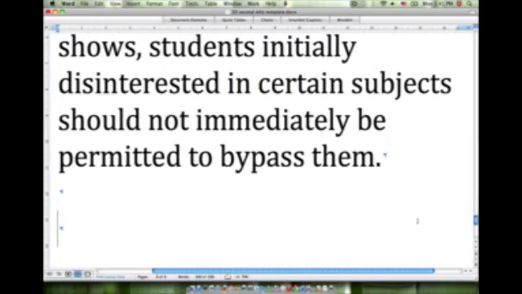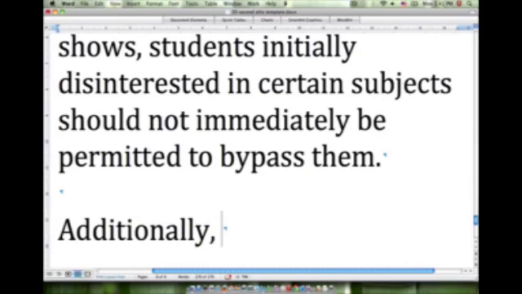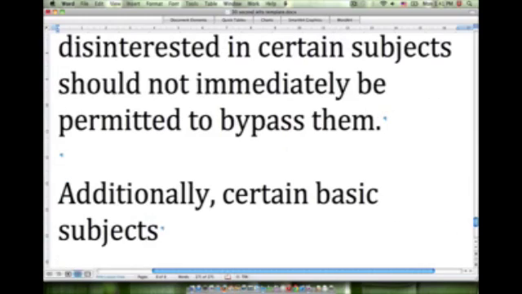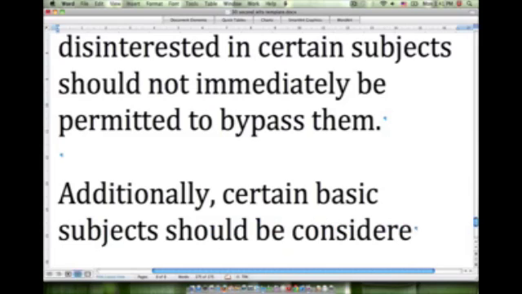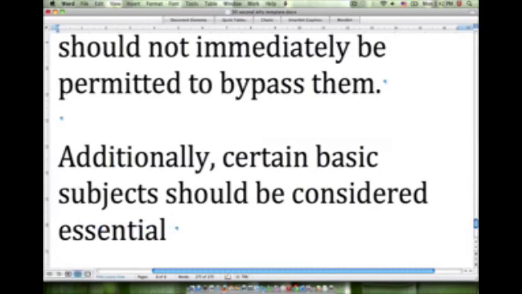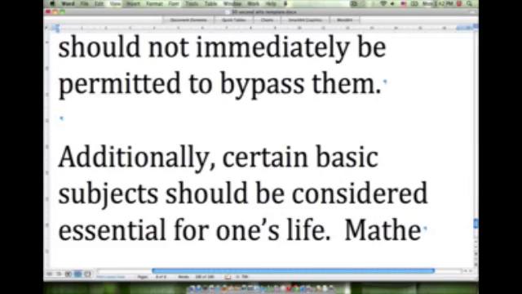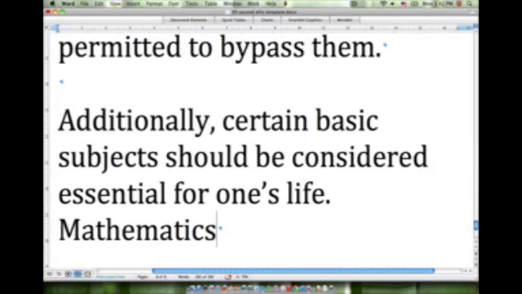Let's continue to our second supporting paragraph. So maybe we'll just use a little linking phrase here. Additionally, now our second idea was along the lines of certain basic subjects should be considered essential for one's life. Mathematics, we'll say, is our example here. Mathematics is a good example here.